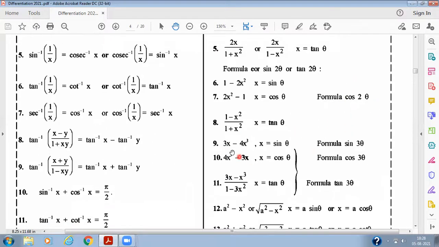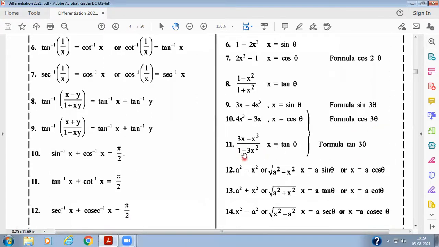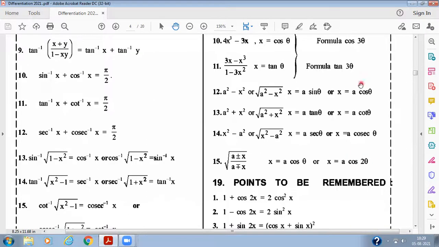Then the ninth expression, if we have the expression 3x minus 4x cube, we put x is equal to sine theta because it becomes the formula for sine 3 theta. 10th one, 4x cube minus 3x is the expression, we put x is equal to cos theta, students, because it is the formula for cos 3 theta. 11th one, if the expression is 3x minus x cube upon 1 minus 3x square, we put x is equal to tan theta. The formula is for tan 3 theta.